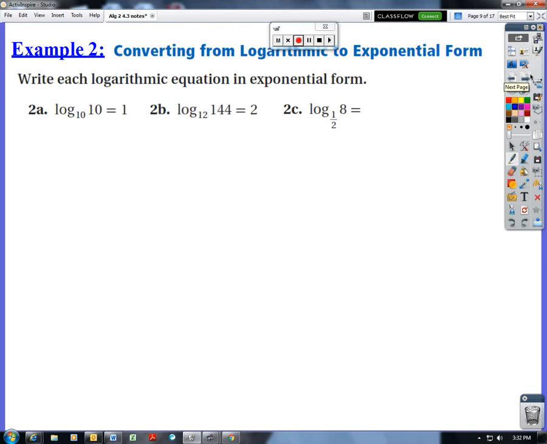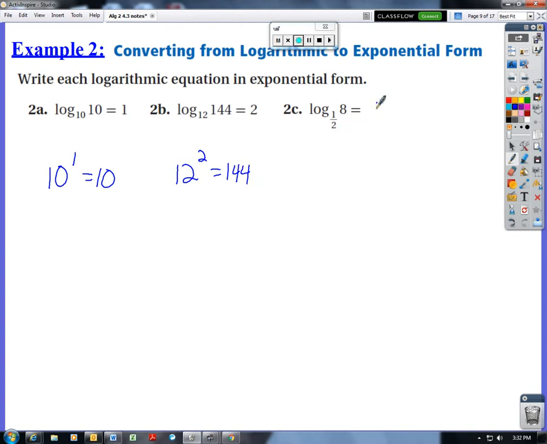Same deal. So do these on your own and then check back with me. Okay, so now we're writing in exponential form. The base is 10, the power is 1, or the exponent's 1, and it equals 10. Sure enough, 10 to the 1 is 10. Here, the base is 12, the exponent is 2, and it equals 144. Yep, true statement.